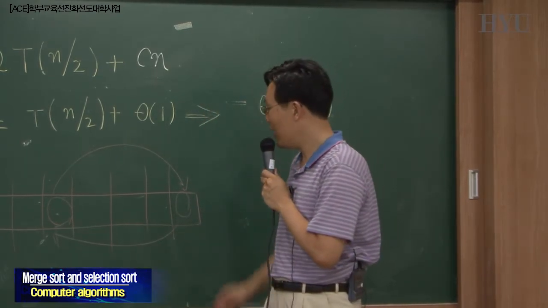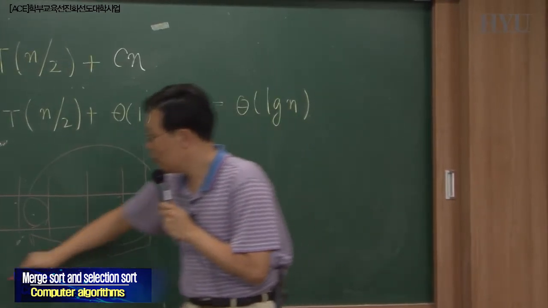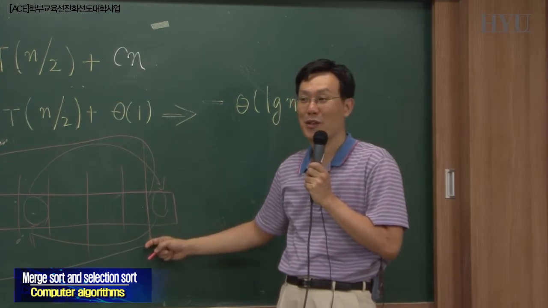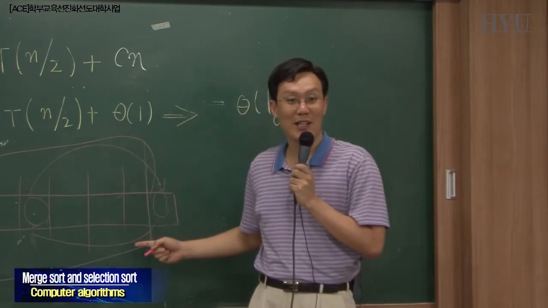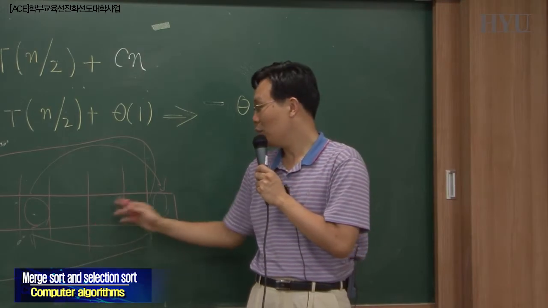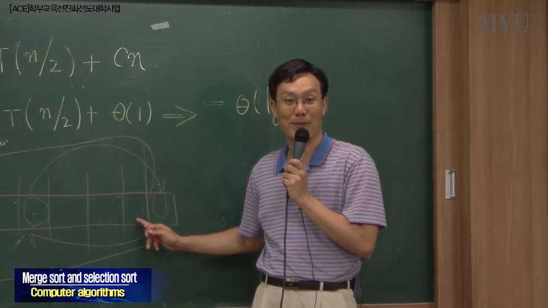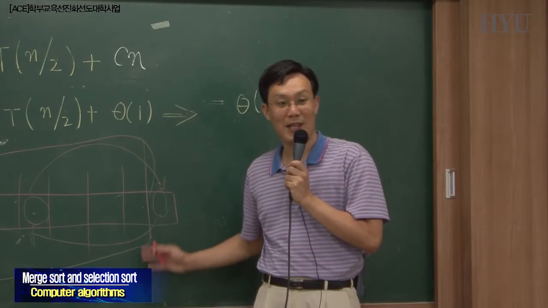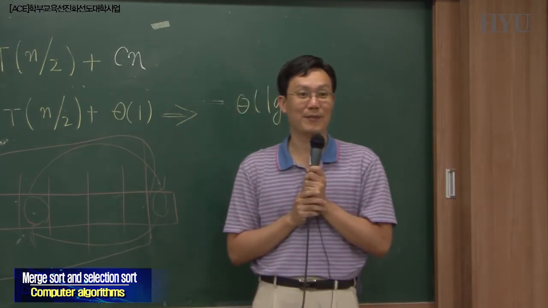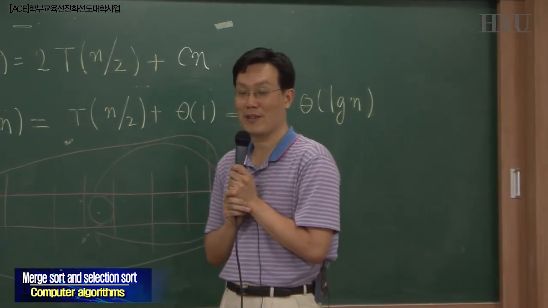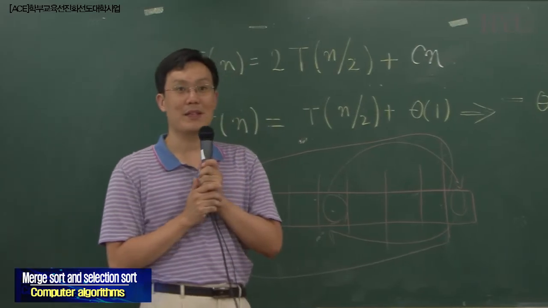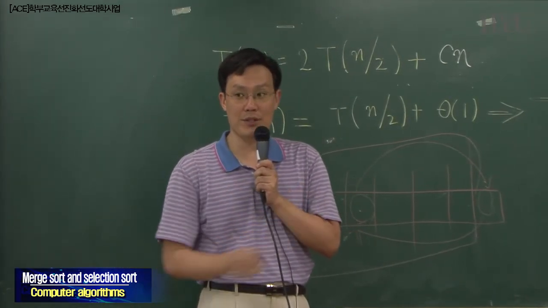Okay? Then, we do the same thing with the array of size n-1. We scan this array and then find the second maximum element and swap it with this position. Then we can get a sorted list. It's selection sort. Then what is the running time of this selection sort?